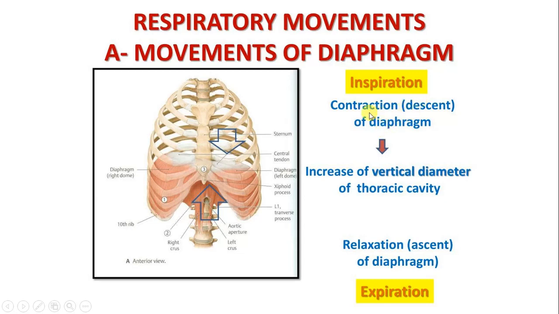Movement of the diaphragm: contraction, descent of the diaphragm, increase in vertical diameter of the thoracic cavity. Relaxation of the diaphragm is the expiration. So what you can say is that inspiration is an active process, while expiration is a passive process, the elastic recoil of the lungs, which tend to recoil back, but they are kept open by the -4 pressure, the normal pressure in the intrapleural cavity.